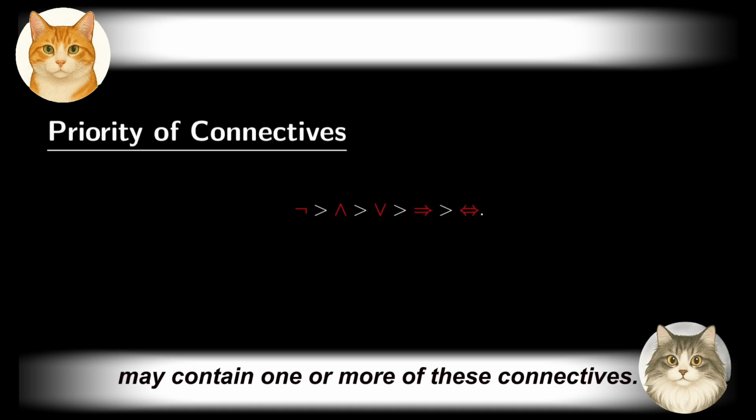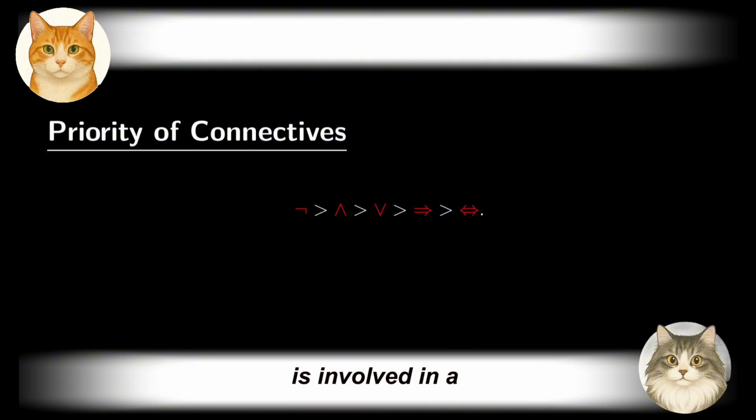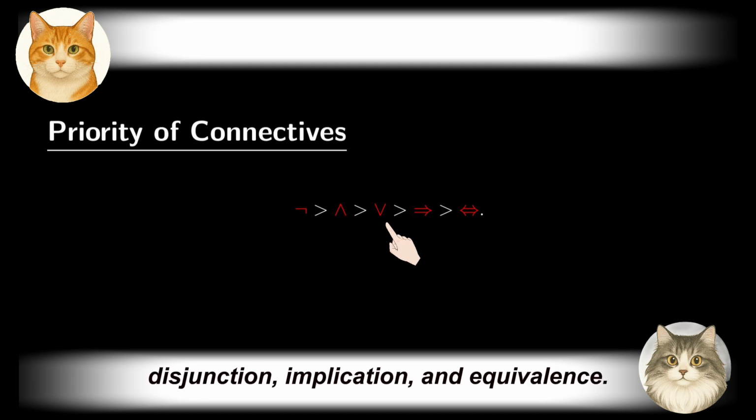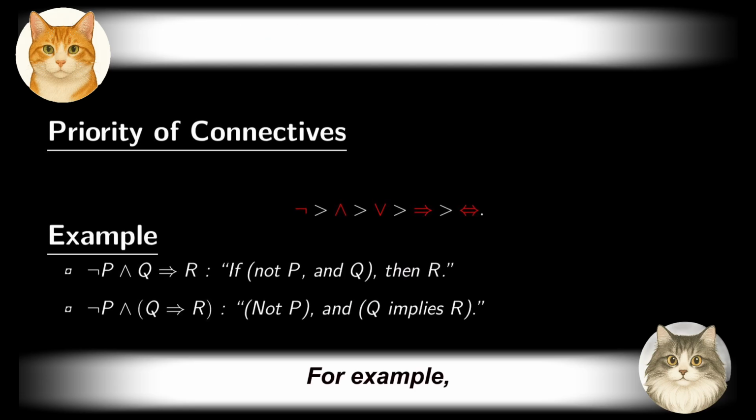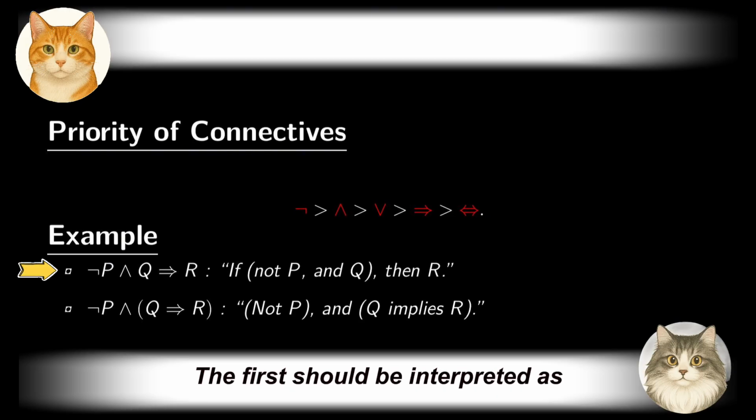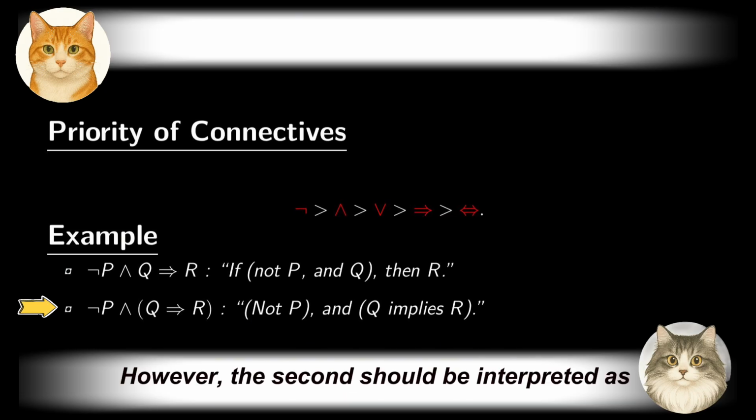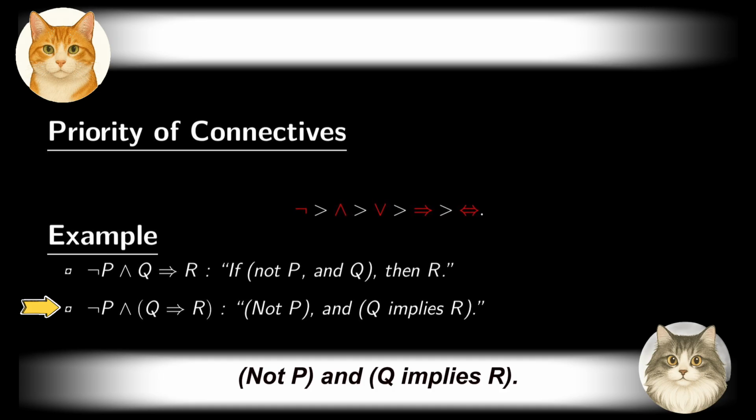A compound statement may contain one or more of these connectives. In cases where more than one connective is involved in a compound mathematical statement, their order of precedence is as follows, from highest to lowest: negation, conjunction, disjunction, implication, and equivalence. If we wish to emphasize a different order of operations than this natural hierarchy, we use parentheses. For example, consider the following two compound propositions. The first should be interpreted as not P and Q together imply R. However, the second should be interpreted as not P and Q implies R.